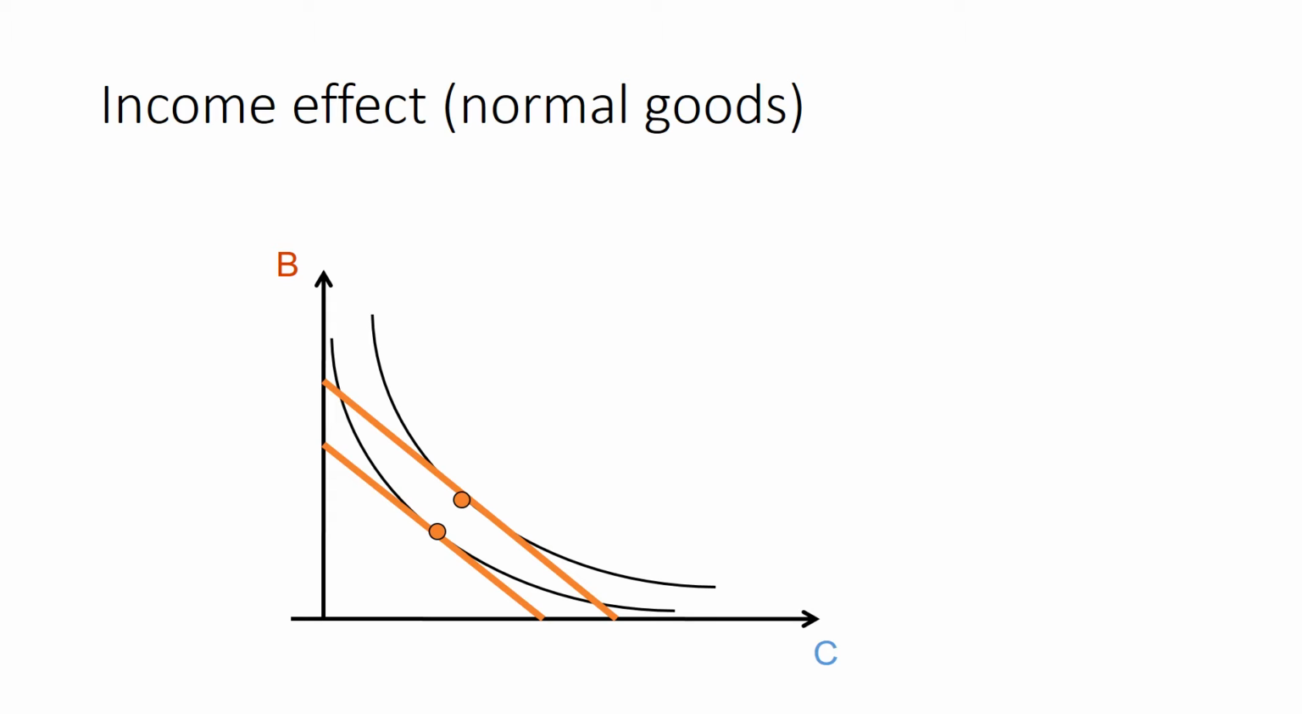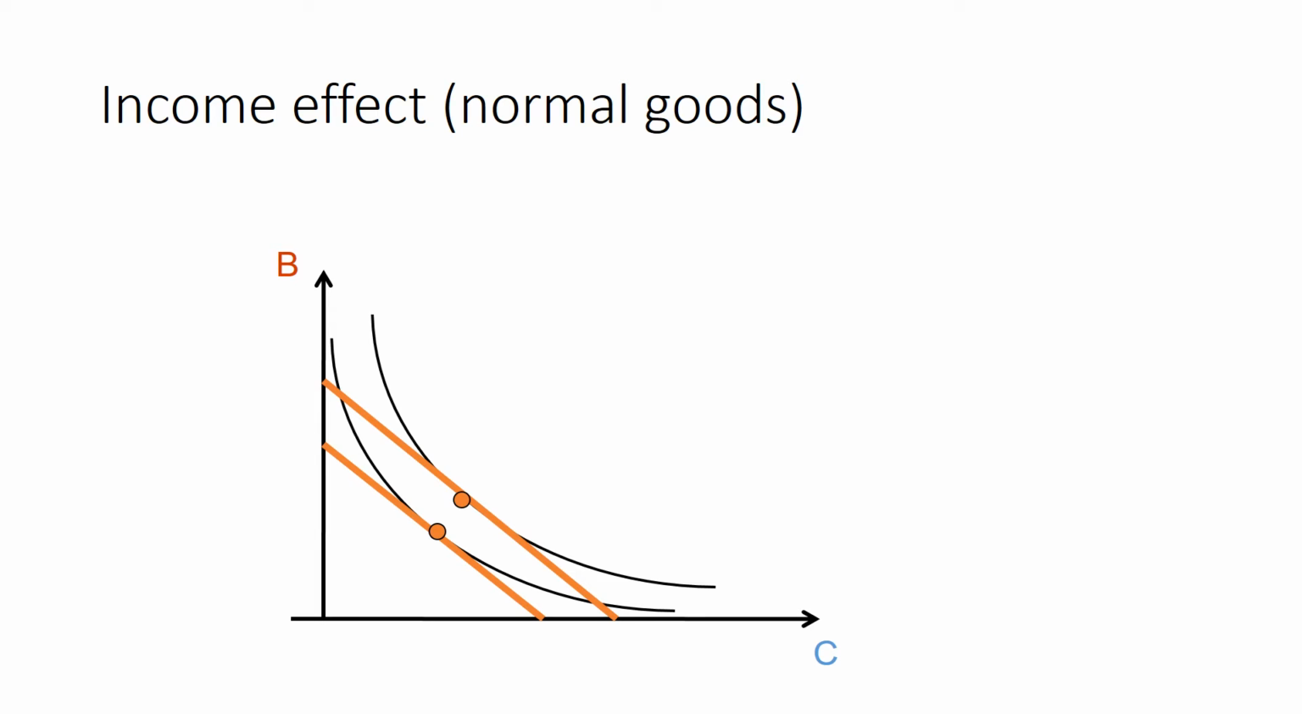When income increases, we see on this graph that the consumer is now able to purchase bundles of goods that are on an indifference curve, which provides a higher level of utility to the consumer or a higher level of satisfaction to the consumer. Given that we're on a higher indifference curve, we see here that the consumer is able to consume more of both goods.